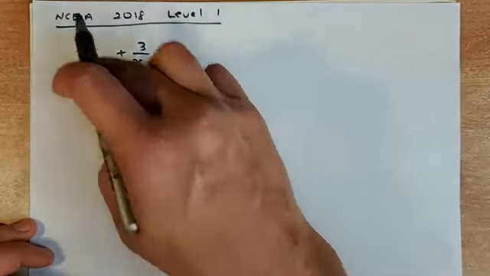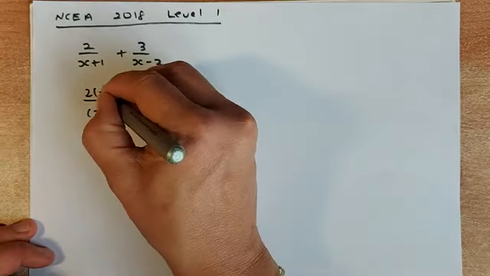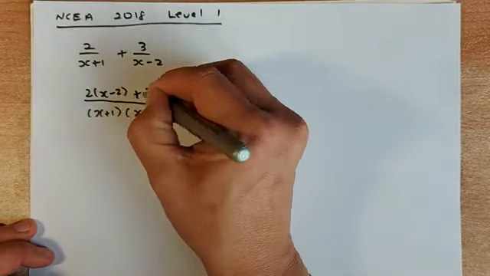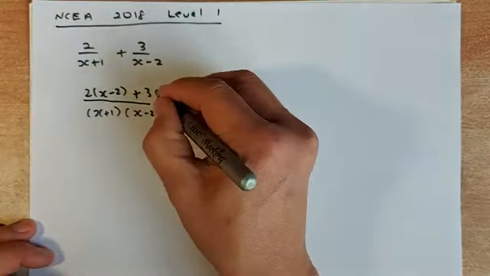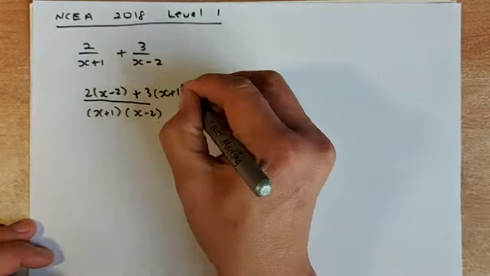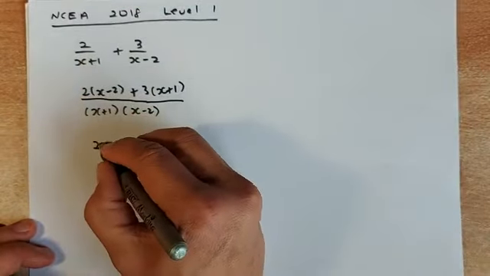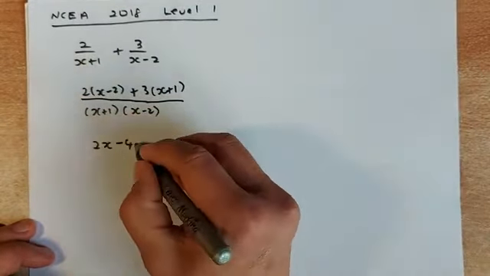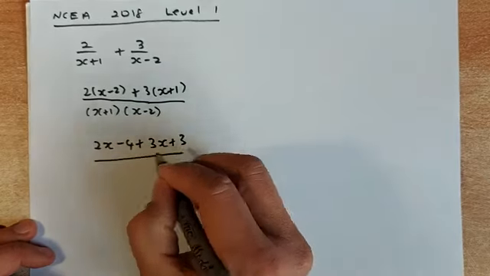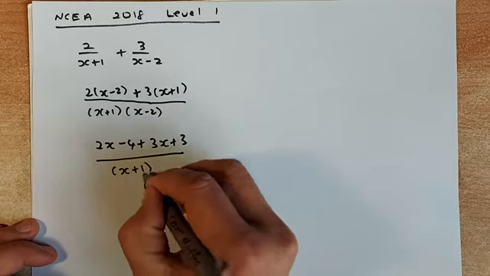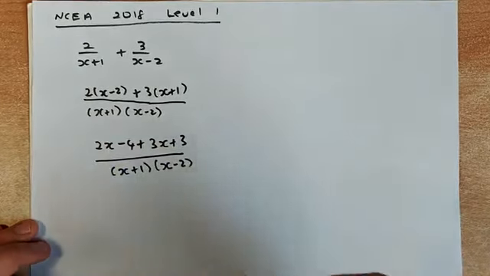Because these two numbers can divide by both of them. So if this number is divided by x plus 1, you are left with x minus 2. And on the other side, when you divide the denominator by that number, you are left with x plus 1. So now you're going to combine them, expand it. So 2x minus 4 plus 3x plus 3 in the numerator. And the denominator is still x plus 1, x minus 2. You can expand if you want to, but it's not necessary.